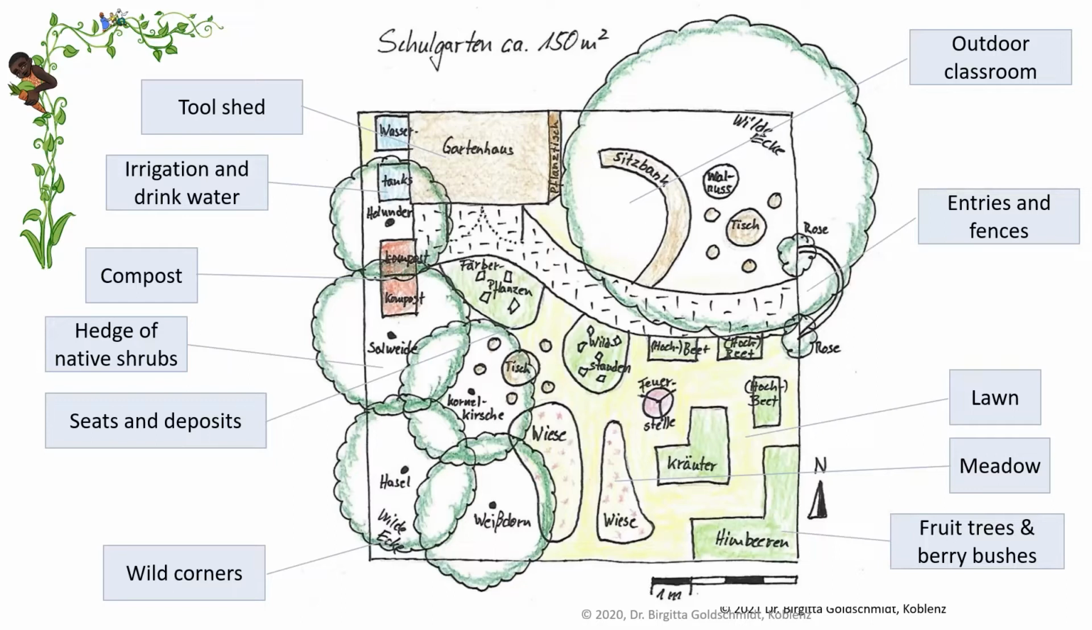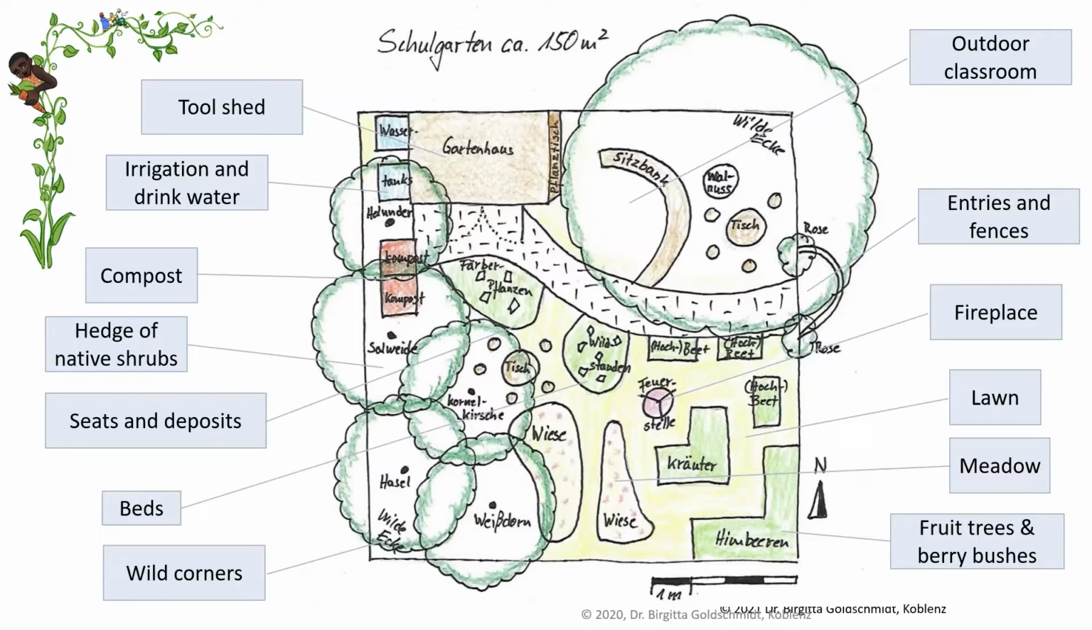Then you have to consider where you have an entry to the school garden, and whether you need a fence for the school garden. I really recommend looking at whether you can have a fireplace. Fire is a very fascinating element for children and makes the school garden lessons very attractive. And then last but not least, you have beds, raised beds or ground beds, where you can cultivate many things with the children.